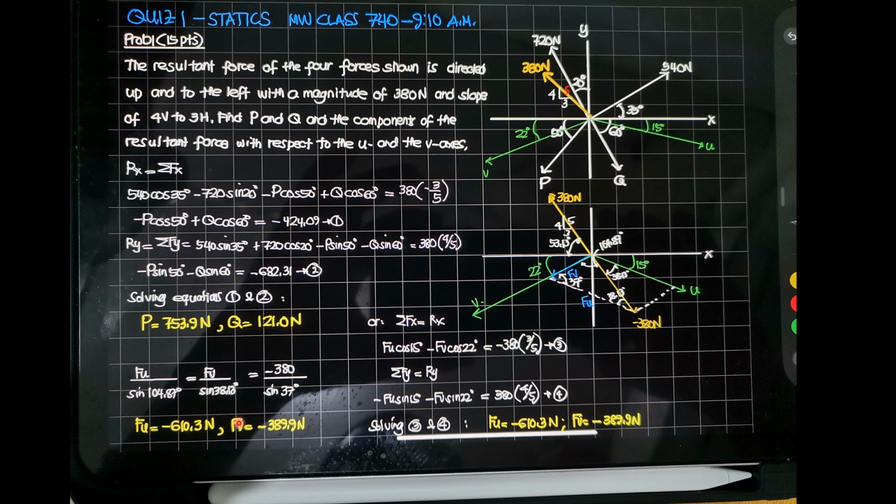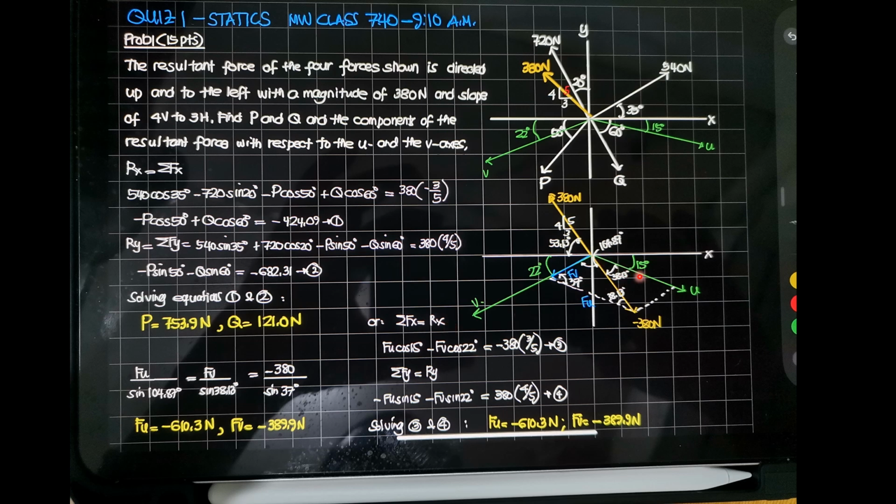Another way of solving these components is to take note that this is the resultant, and we imagine this is FU and this is FV. So this is the technique I mentioned, which I told you to discover. Just consider these three forces, FU, FV, and the resultant. Therefore, summation of forces X equals Rx.